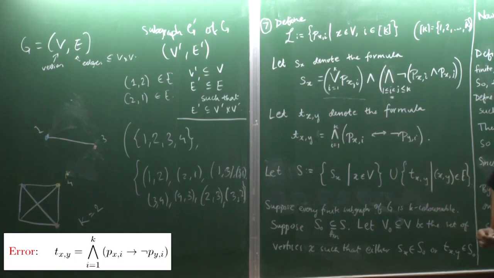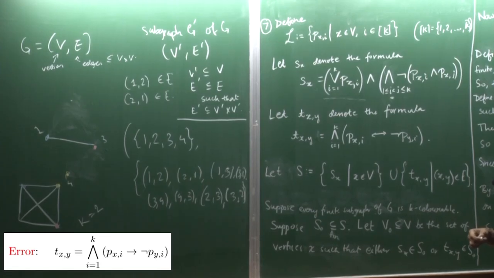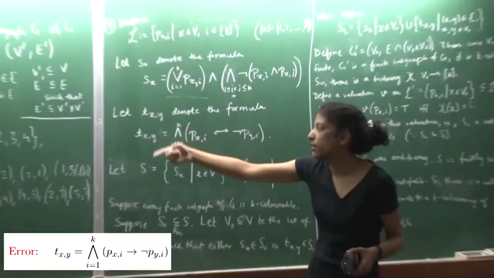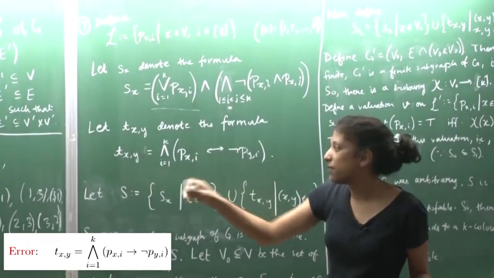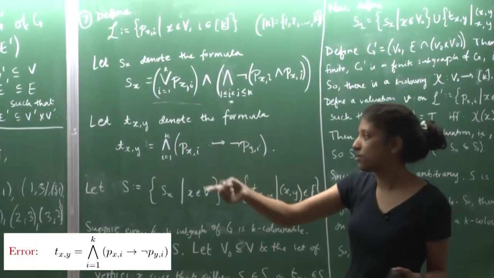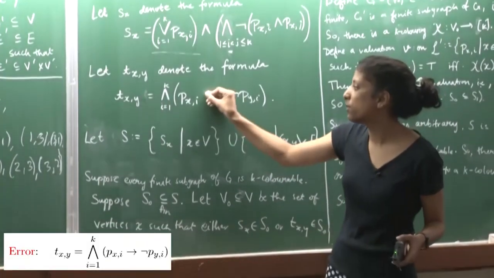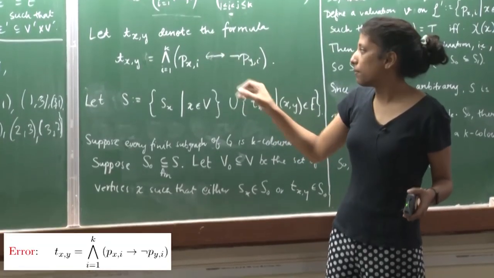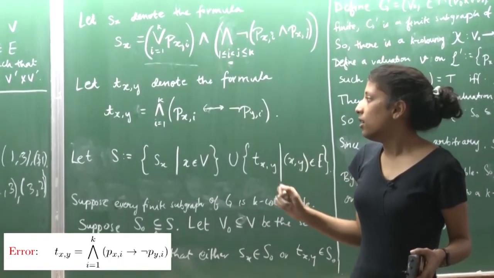How is it if and only if? It should be only if. It would not matter because you would have T_xy and you would also have T_yx. So even if you wrote this and included all of these formulas, it would be fine because you're given that the graph is symmetric. So this would work, but this is more intuitive to me. So that's why I'm writing it like this.